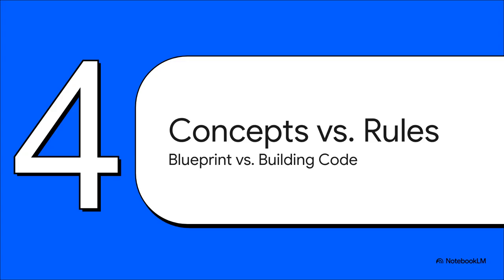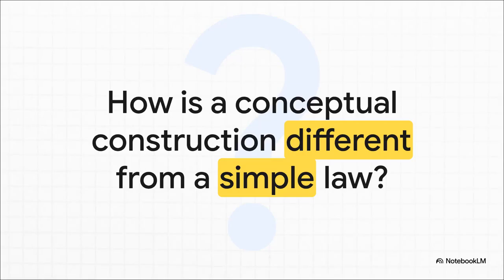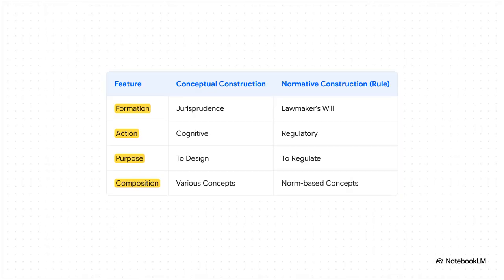This is super important. We're moving into Section 4, concepts versus rules, because a grand conceptual blueprint is not the same thing as a specific rule in the building code. So let's ask it directly. How is a conceptual construction different from a simple law? This table lays it out perfectly. Look at the formation. A conceptual construction comes out of jurisprudence, out of legal science and thinking. A rule, on the other hand, comes from legislation. It's the will of a lawmaker.